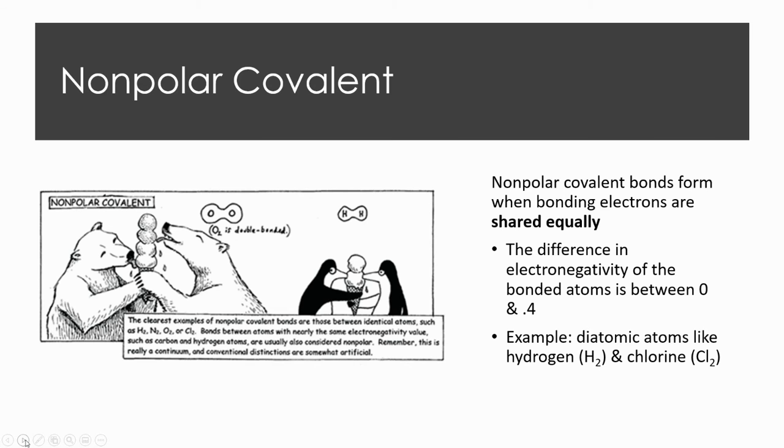Some examples of this are diatomic molecules like hydrogen gas, which is H2, or chlorine gas, Cl2. So we have some examples here. If we had two polar bears sharing an ice cream cone, they're relatively the same strength, so they're going to have a hard time stealing the ice cream cone away from one another. Same with our penguins. We have two penguins sharing an ice cream cone. They're relatively the same strength. They're going to have a hard time, one of them eating more than the other.